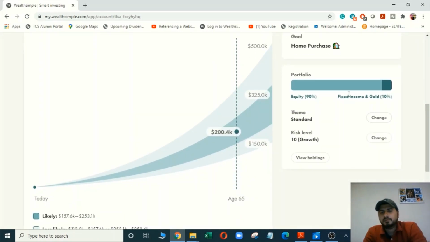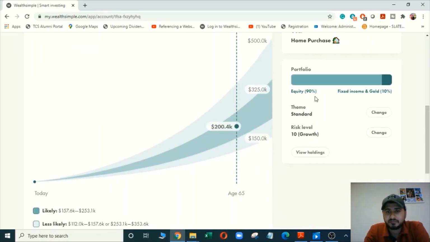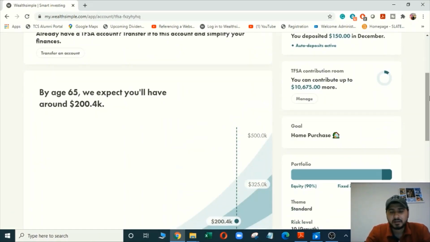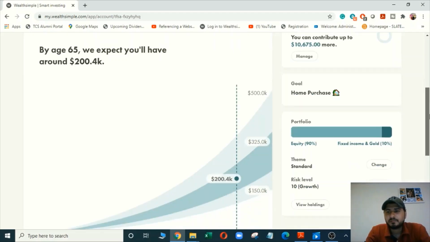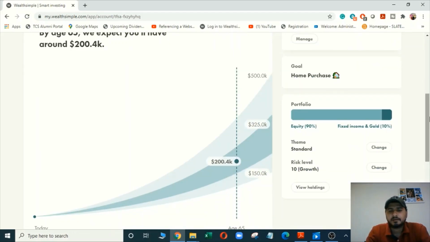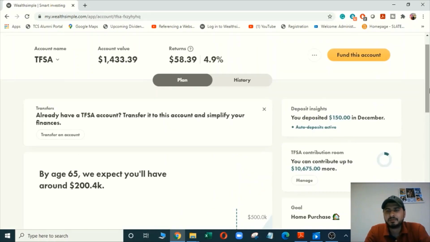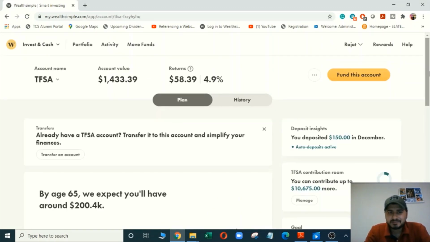My portfolio risk, I have set it to 10, which is the highest risk portfolio. It is basically the growth portfolio. It consists of 90% equity and 10% fixed income or gold. When you are setting up the account, it will ask you certain questions based on your income and spending. It will set a limit for you based on your risk level and tolerance level. In my case I have set it to 10, which is a growth one, which will give the maximum output in the coming years.